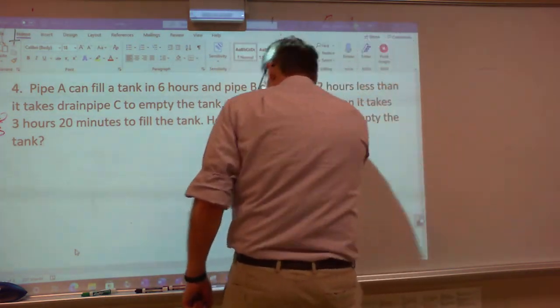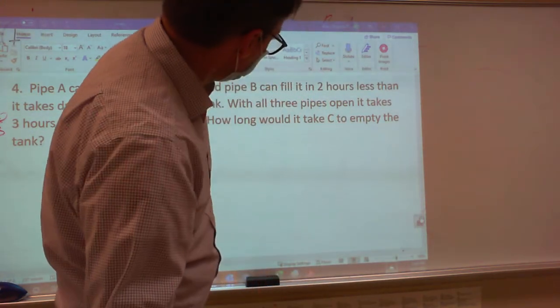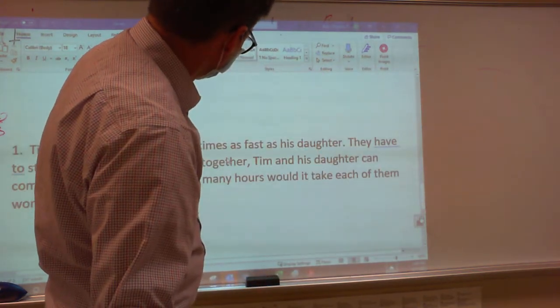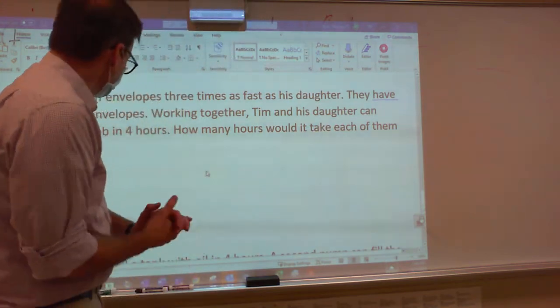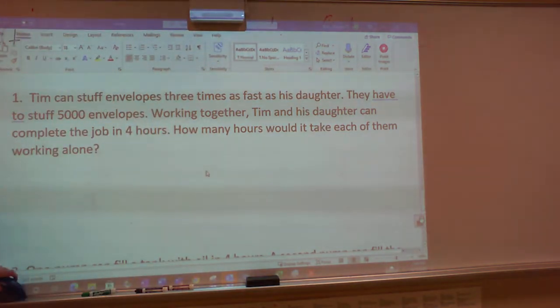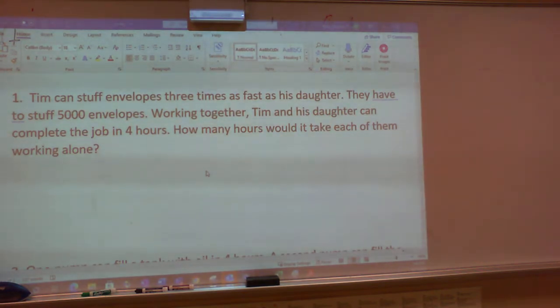All right, next up. This is more practice of how do you translate all the words. So this one starts off, it says, Tim can stuff envelopes 3 times as fast as his daughter. They have to stuff 5,000 envelopes. Working together, Tim and his daughter can complete the job in 4 hours. How many hours would it take each of them working alone?